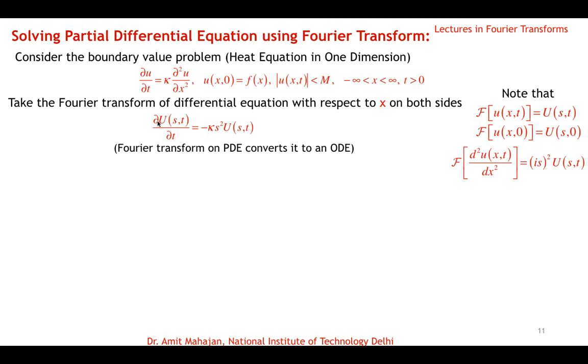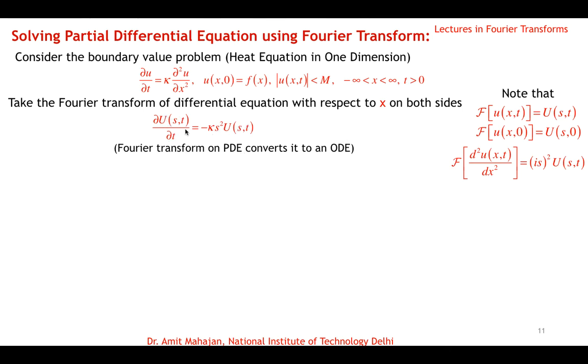So it becomes derivative of U(s,t) with respect to t. And on the right hand side there is a constant kappa, and the Fourier transform of the second derivative, by this property, because the derivative is with respect to x and we are taking the transform with respect to x, will be minus s squared U(s,t). So what we see is that the Fourier transform converts the partial differential equation into an ordinary differential equation.